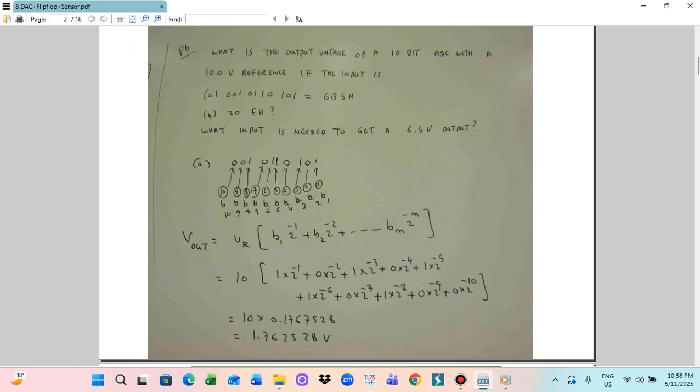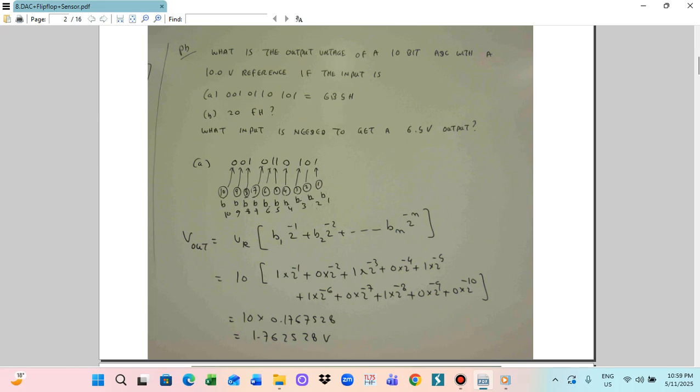B6, 1 multiplied by 2 power minus 6. B7, 0 multiplied by 2 power minus 7. B8, 1 multiplied by 2 power minus 8. B9, 0 multiplied by 2 power minus 9. B10, 0 multiplied by 2 power minus 10. By using the calculator, this gives us 10 multiplied by 0.1767528, which gives 1.7625284. So this is how we can calculate the output.